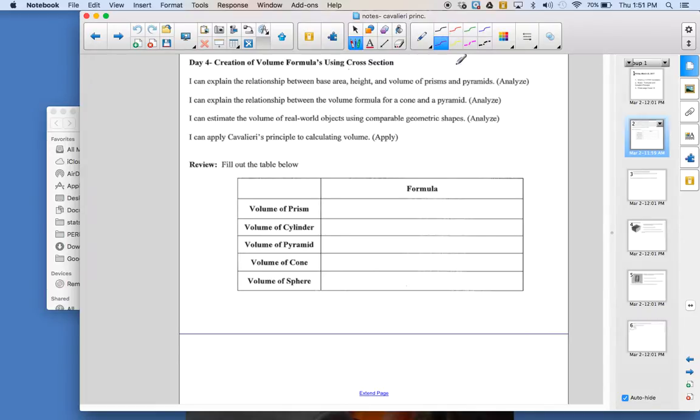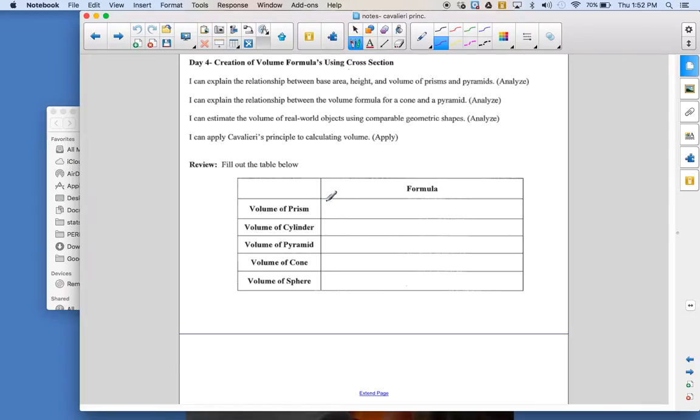Oh, I'll choose purple, my favorite. Volume of a prism. Remember what we had to do to find the volume of a prism. Capital V stands for volume. And we needed the area of a base times the height. And remember, capital B means find the area of the base.